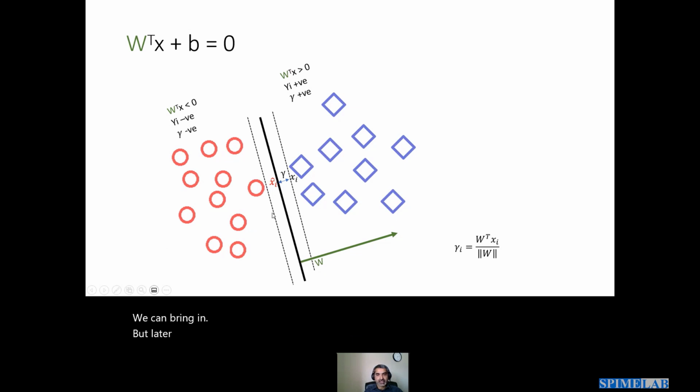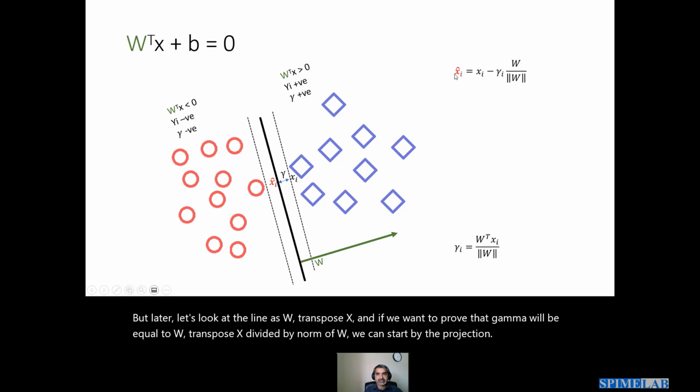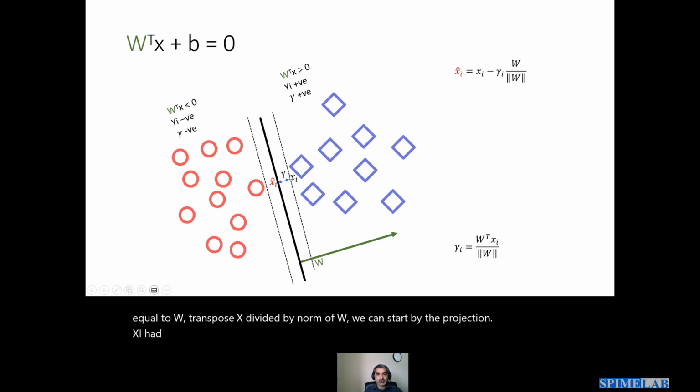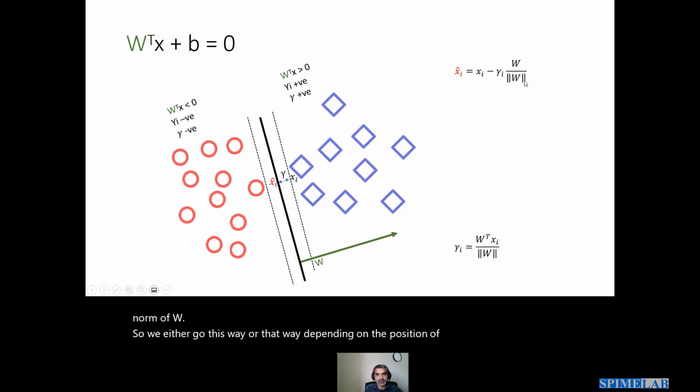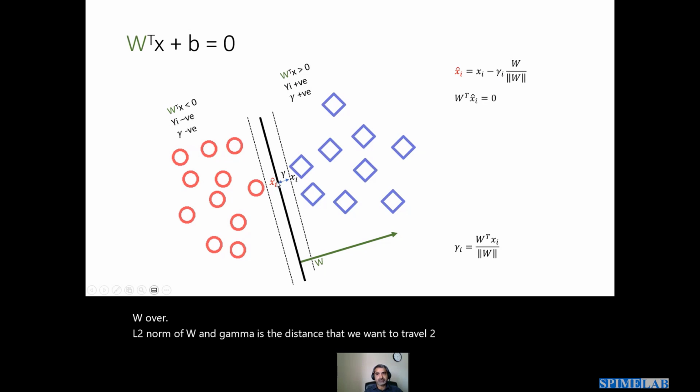Let's look at the line as W transpose X, and if we want to prove that gamma will be equal to W transpose X divided by norm of W, we can start by the projection xi hat will be equal to, we need to travel from xi some distance gamma. So from xi we subtract gamma, and we need to travel which direction? Direction will come from W over L2 norm of W. So we either go this way or that way depending on the position of xi, and that comes from W over L2 norm of W, and gamma is the distance that we want to travel towards the decision boundary.